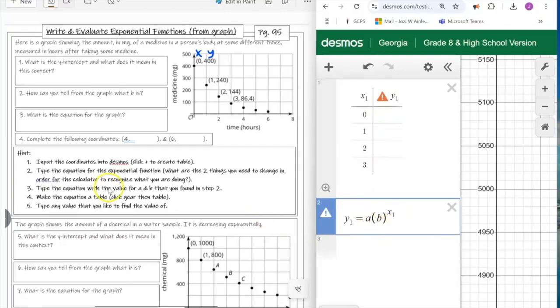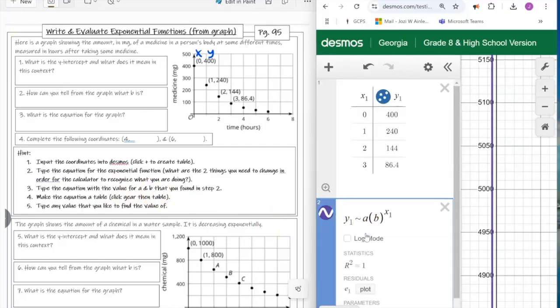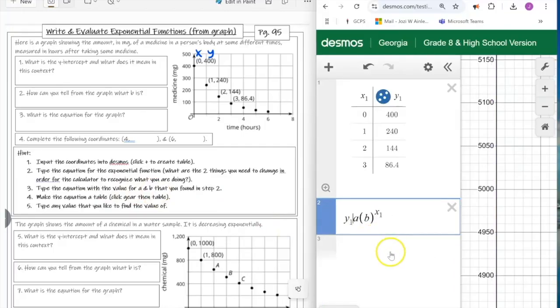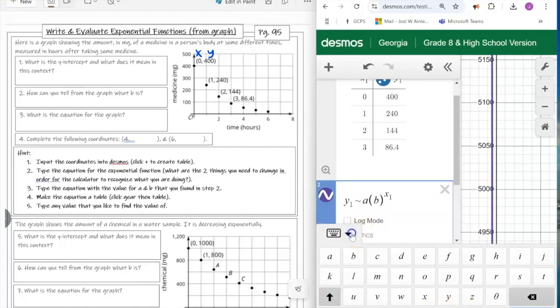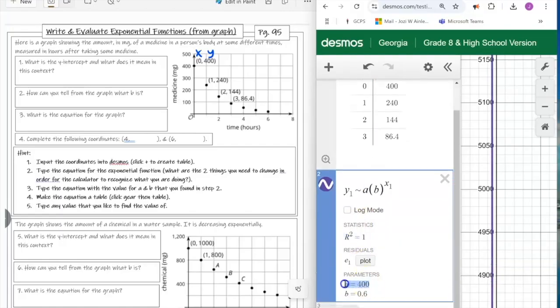And then the second thing that I need to change is the equal sign. It needs to be a squiggly line. You can do shift squiggly line, which is right underneath the escape, or you can come right here, click ABC, and there's your squiggly line. As soon as you do that, look what happens. They tell you your start is 400 and it's changing by multiplying by 0.6.